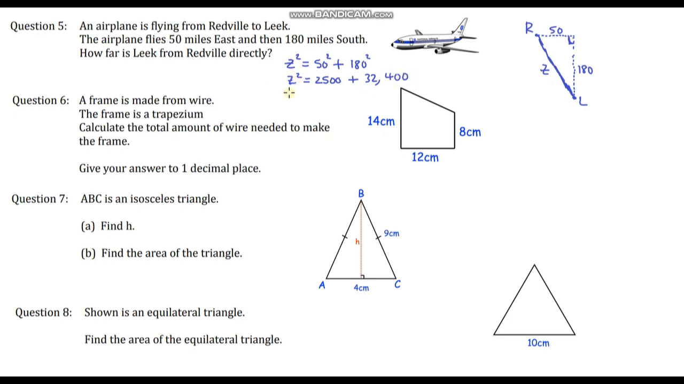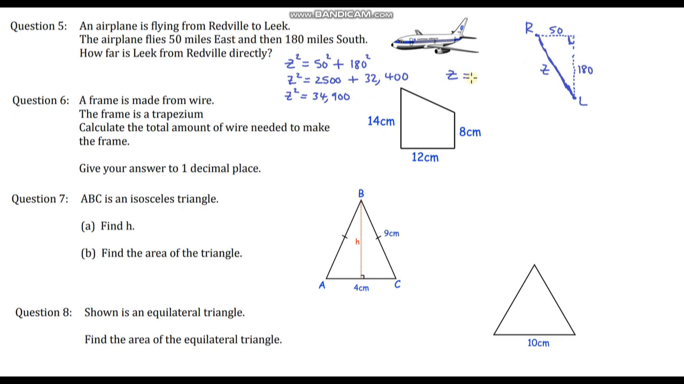So z squared is going to equal these two added together. So that's going to be 34,900, and obviously that's not the distance. We need to take the square root. A lot of people forget to do the last step and take the square root.